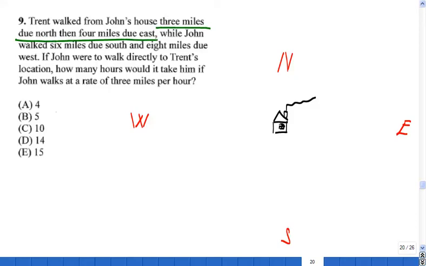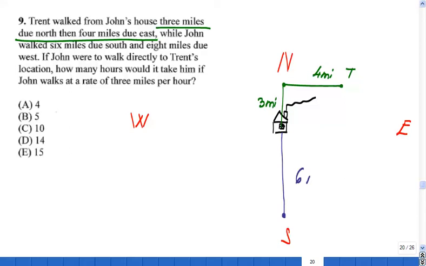4 miles due east. So I have Trent, which is going 3 miles, right? And then 4 miles due east. Okay, 4 miles east, and that's where my friend Trent is, right? John walked 6 miles, and I suppose he walks from the same house. 6 miles due south. Okay, and this is John going south about 6 miles.